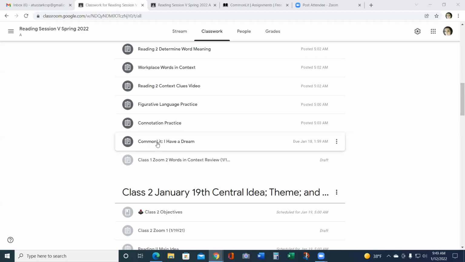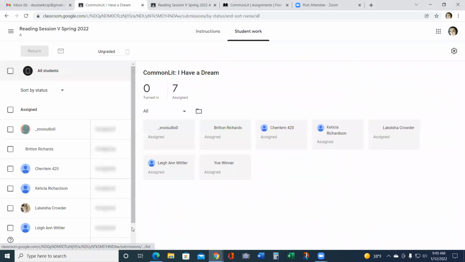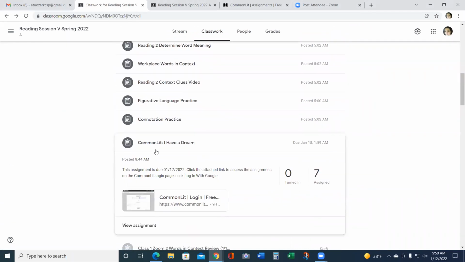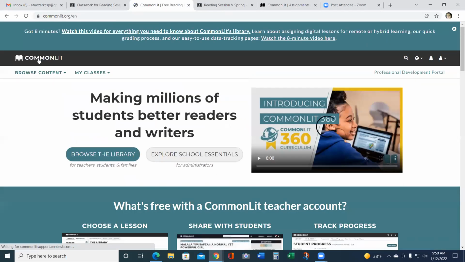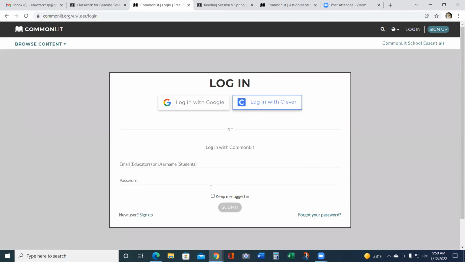Let me talk to you a minute about Common Lit. So if you look at your Common Lit assignment, it's going to look different for you because this is a teacher view, but if you go to your Common Lit, it's going to take you to another website. It's not going to look like this because I'm already signed in. Let me see if I can get back. Okay, so there's going to be a place, let me log out. It's going to take you to this Common Lit website and you're going to log in. So it's going to look like this. If you have never used Common Lit before, what you do is you are going to do this new user sign up.